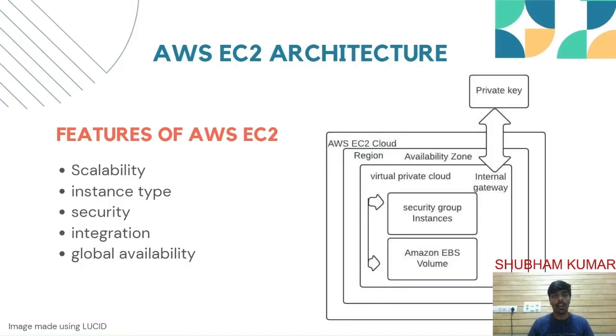Now we'll talk about the Amazon EC2 architecture. The features of Amazon EC2 are scalability, instance types, security, integration, and global availability. We can see the global use of Amazon EC2 across the world and also in India. Also, we can see the architecture of Amazon EC2. We are using a private key that is provided by Amazon EC2 itself to connect to the Amazon server through an internet gateway. Now we will see the live presentation of our model on the server.